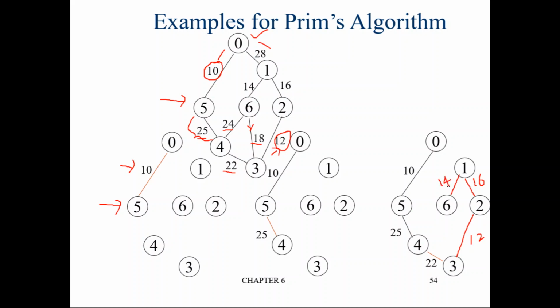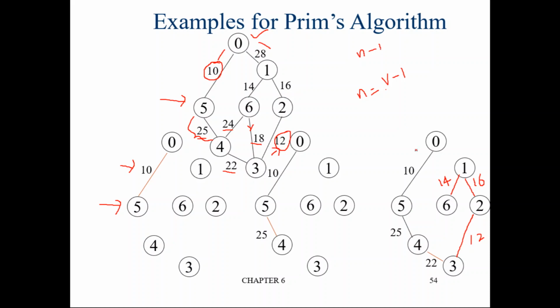And not only that, after adding every edge you have to count whether the number of edges added to the spanning tree is equal to the number of vertices minus 1, because we have discussed that in a spanning tree, if there are n vertices in the graph, then the spanning tree will have n minus 1 edges.